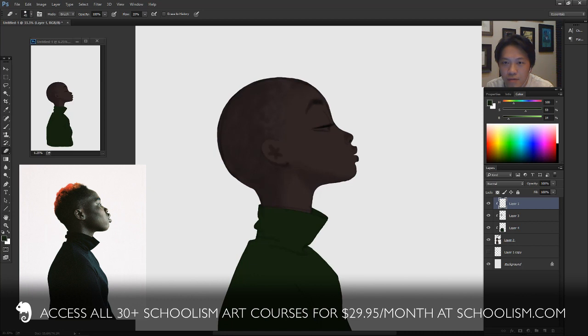Next question is a hardware question. Any tips on calibrating monitor settings? I'm always scared that the colors I think I'm seeing are different to what others will see. Yeah, I've encountered that a bunch of times, where maybe the print comes back and it's darker than what I originally painted, stuff like that.